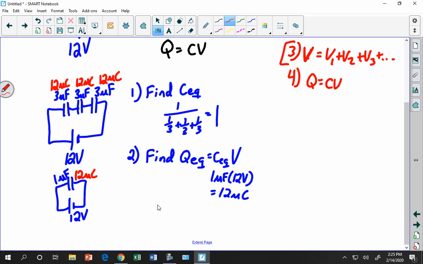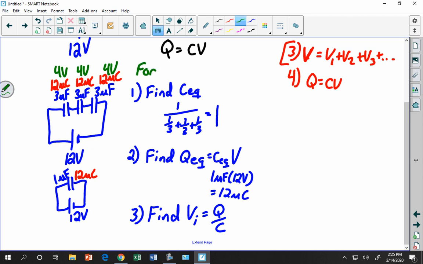The voltage, so that'll be step 3. Find the voltage on each individual capacitor. Q is equal to CV, so V is equal to Q divided by C. So 12 divided by 3 is going to be 4 volts, 4 volts, and 4 volts. These 3 steps are for caps in series. You need to master that before we move on into combination circuits.